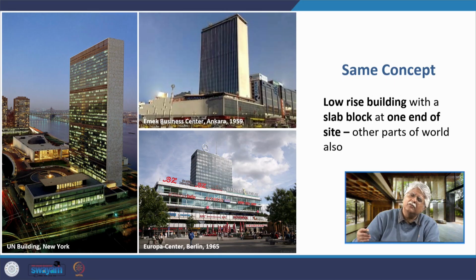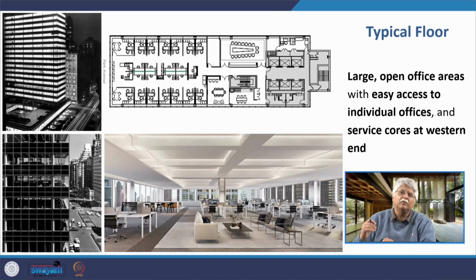You have to go via this open courtyard to the entrance. Now, the same concept of having a low lying block all across the site and then the slab block at the edge or the end of the site, we find in other skyscrapers that came up at the time, like the UN building, the MX Business Center in Ankara, and the Europa Center in Berlin in 1965. And this low rise building with the slab block at one end, we see that in several buildings in India also.